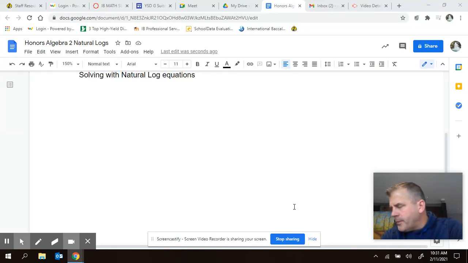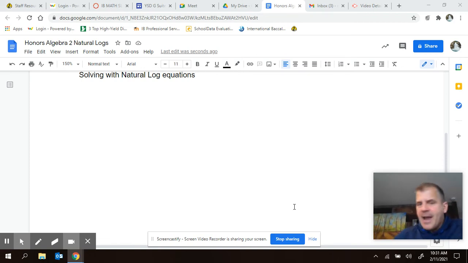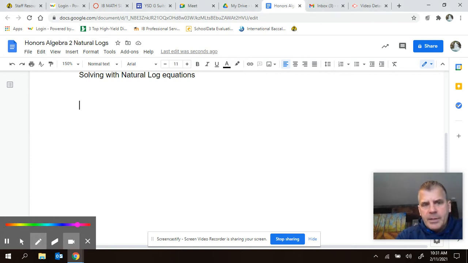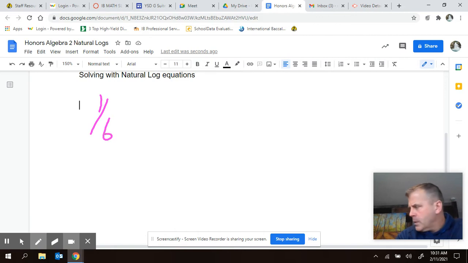Let's solve some more. What about solving equations involving natural logs? Like example 5. So let's look at example 5 here. We'll follow its processing to get us ready to solve these types of problems.